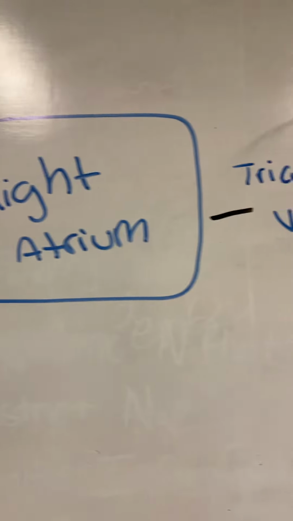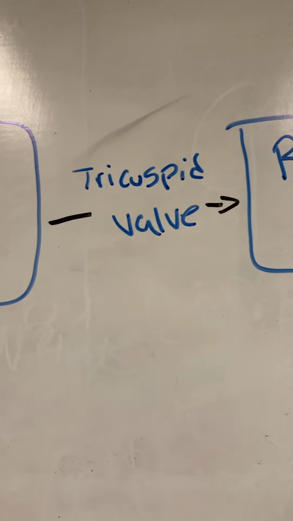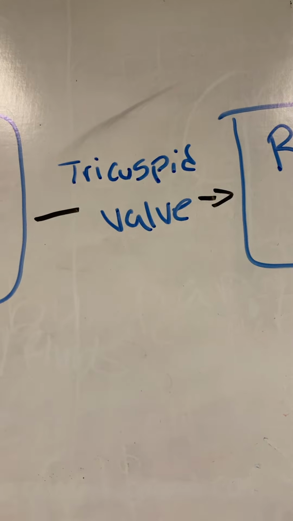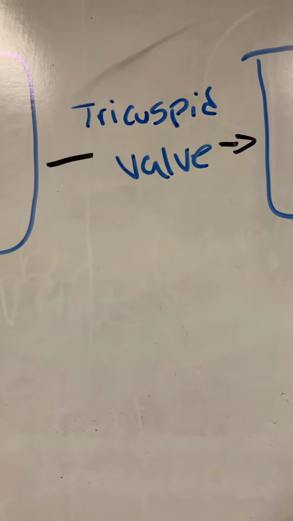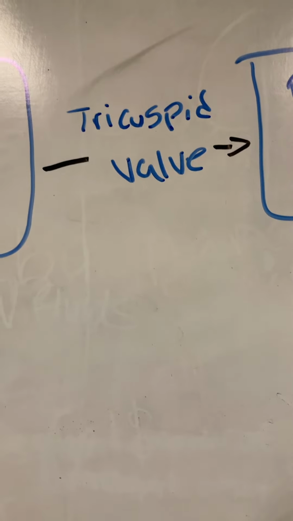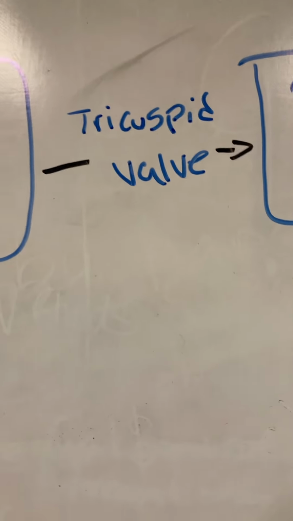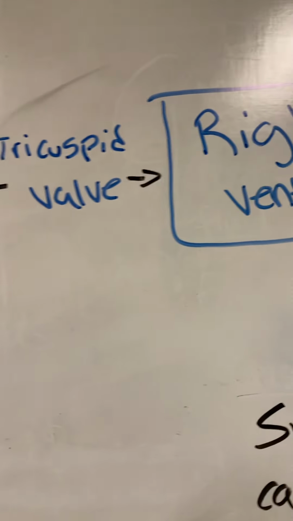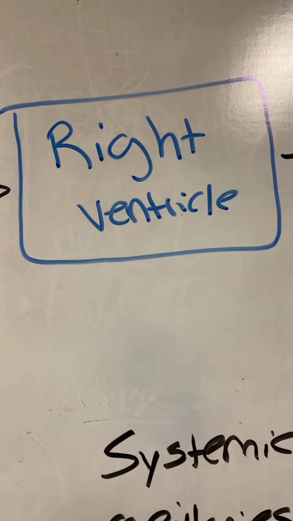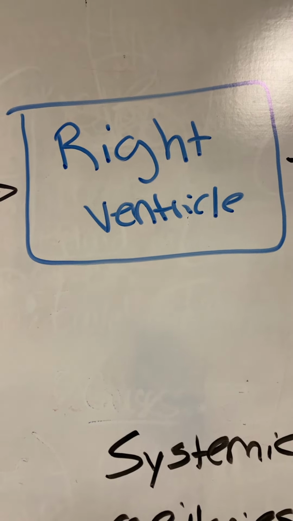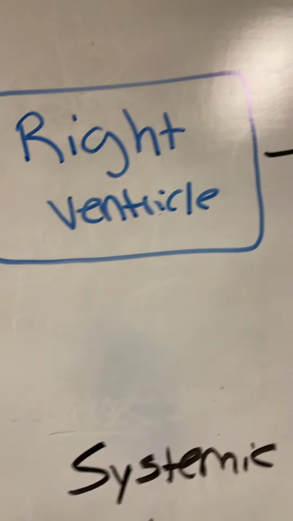And then after this, it will go to the tricuspid valve, which helps prevent any backflow from the right atrium. It also has 3 flaps or cusps, which is why it's called the tri. Then it would go to the right ventricle. It will then contract in order for the blood to go to the pulmonary valve.